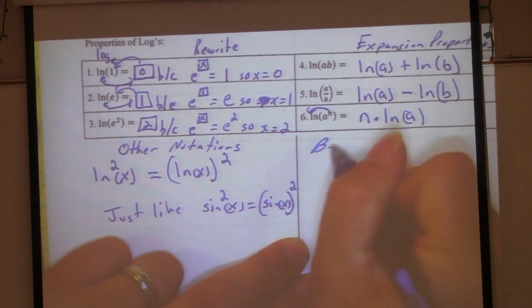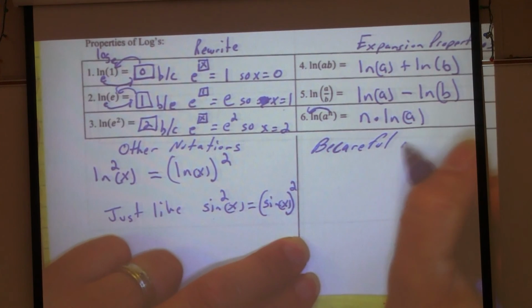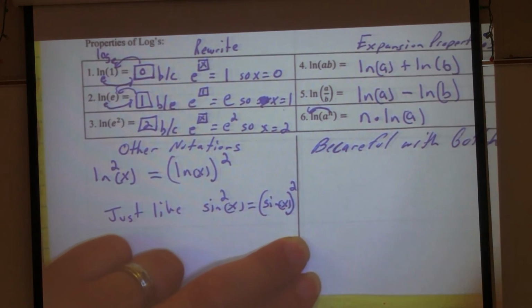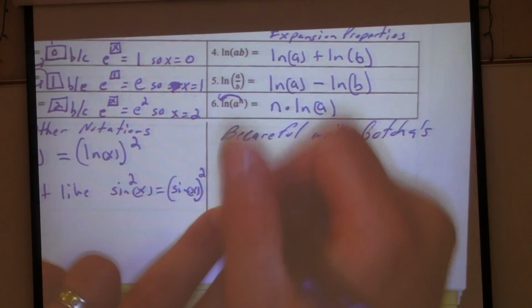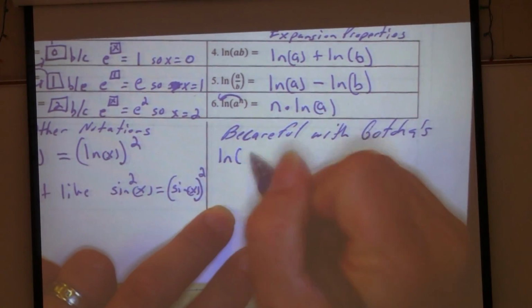Alright, so let's write those things down. We want to be careful with gotchas. And they're like, gotcha! You know? So we want to be careful with gotchas. This is something that I learned from Miss Price. I can't take credit for this.